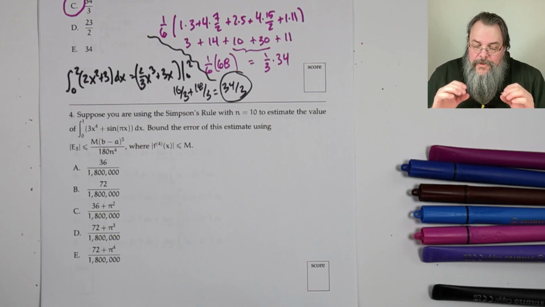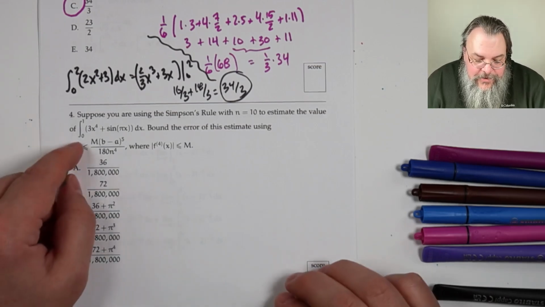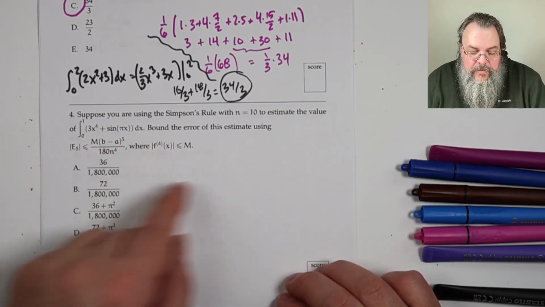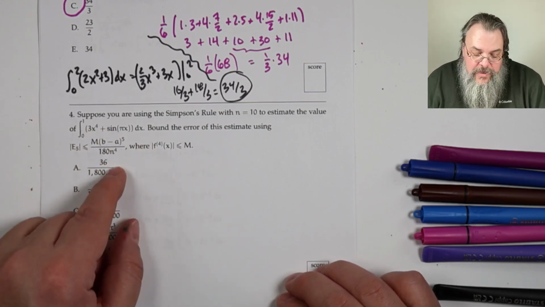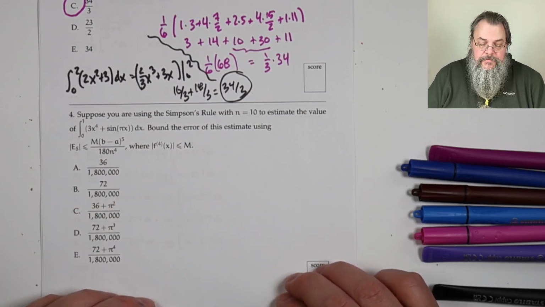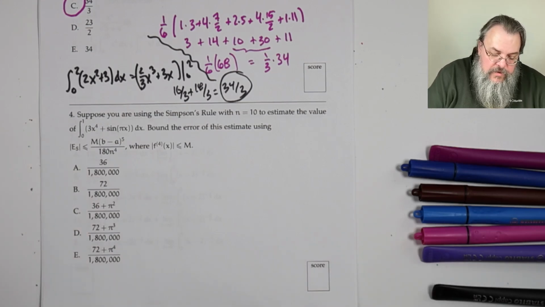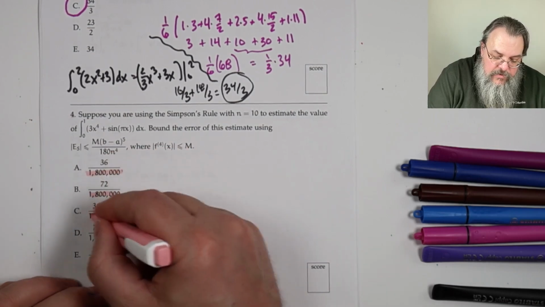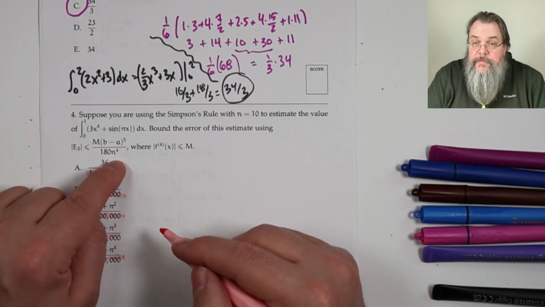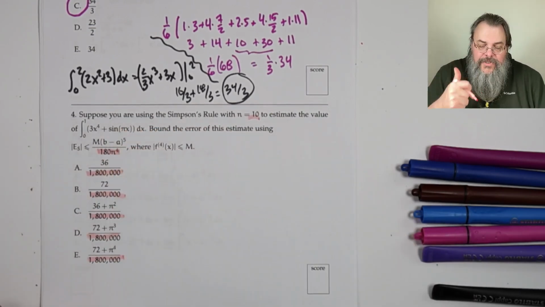Suppose you are using Simpson's rule with n equals 10 to estimate the value of this integral from 0 to 1, 3x to the 4th plus sine pi x dx. Bound the error of this estimate using the error formula they give us, where this quantity M is the bound for the 4th derivative. And you look at these answers and say, well, my goodness, they all look the same downstairs. Identical. That's really 180 times 10 to the 4th. Okay, so great. That checks off.